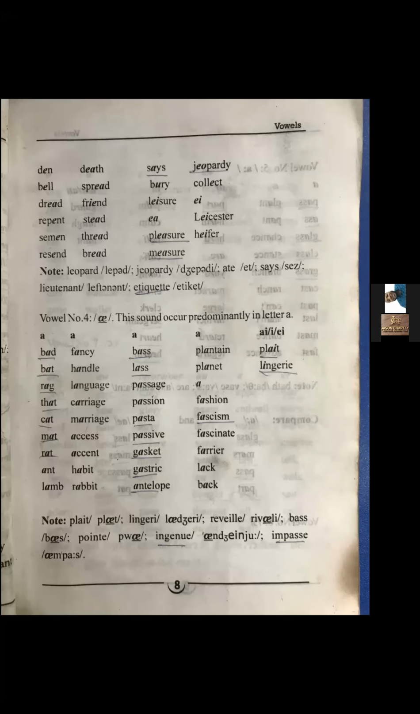And then we have it in plait. The word is plait, P-L-A-I-T. It's not pronounced plate, it's pronounced plat. And then we have it in lingerie. I don't know how you pronounce that, but it's pronounced lingerie. Say it after me. Lingerie. Yes, that is it.